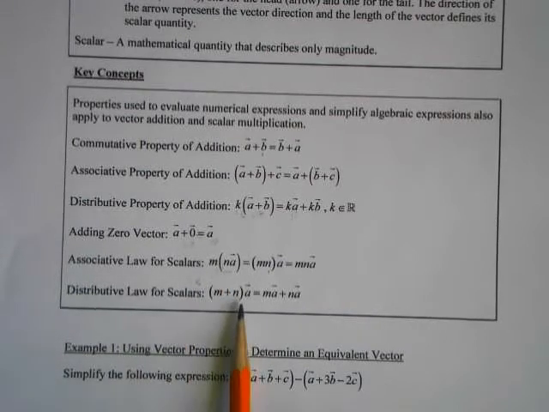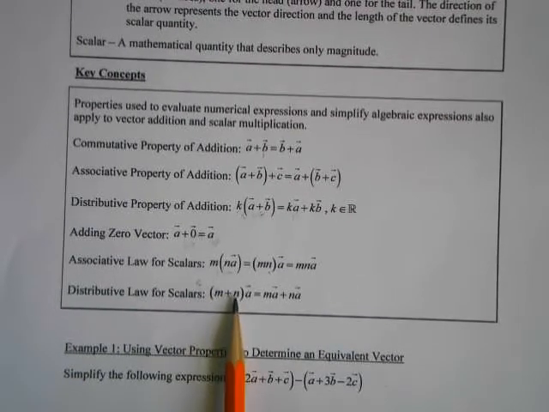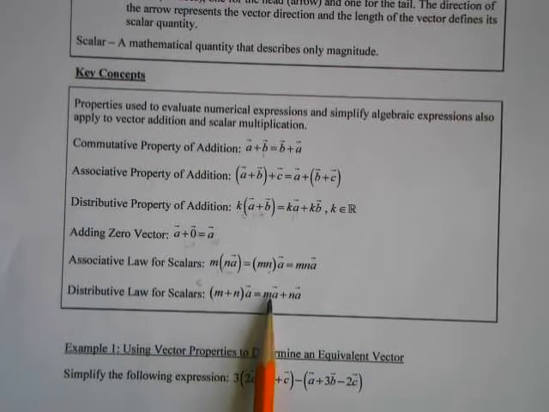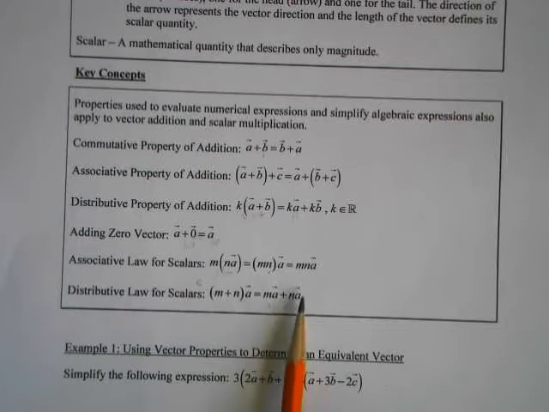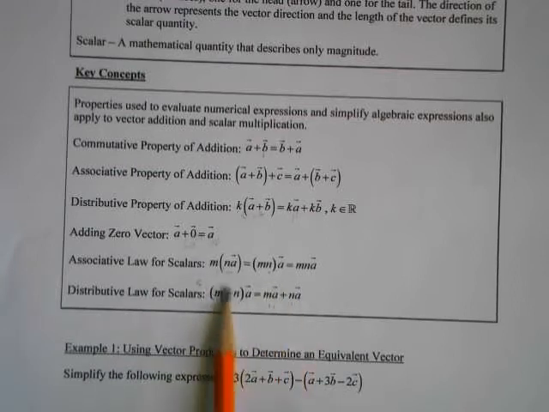And then distributive law, we just used this in the previous lesson when we were doing the unit vectors. If you have two scalars again, you can just add the two scalars and then multiply the vector, or you could distribute the two scalars. So you'd have m times vector a plus n times vector a. You could do them in either order here, and you get the same result.